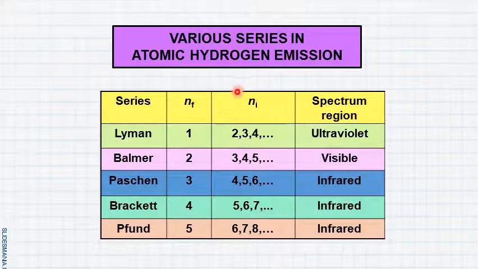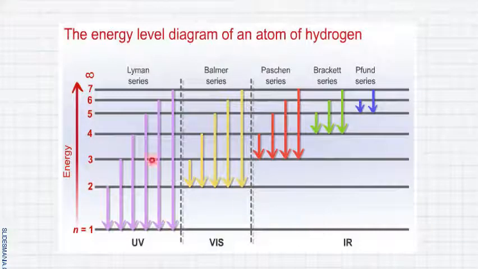So this is a summary. Lyman series, the n final is equal to 1; Balmer, n equal to 2. Lyman is in the ultraviolet region, Balmer is in the visible region, then Paschen, Brackett, and Pfund are in the infrared region. So for Lyman series, all the electrons fall back to n equal to 1; Balmer, n equal to 2, under the visible region. Just now Lyman is the ultraviolet region, and then Paschen drops to n equal to 3, Brackett n equal to 4, and Pfund drops to n equal to 5. These three series are under infrared.